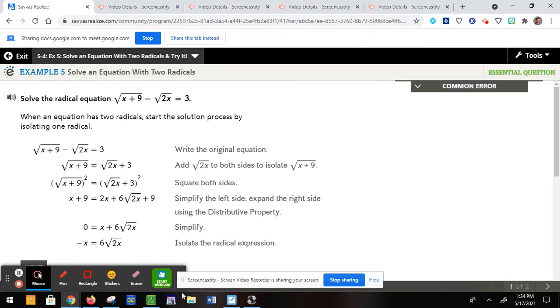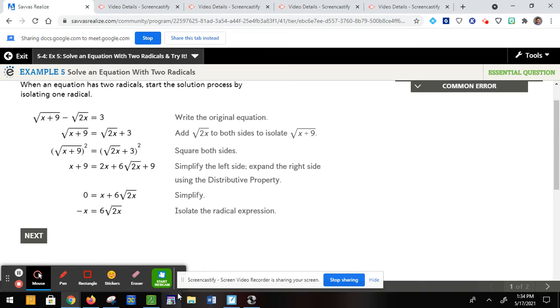Now you're in a position where you can square both sides. Again, when you have a binomial, you've got to FOIL it out. So you end up with x plus 9 is equal to 2x plus 6 root 2x plus 9. And you get everything to one side. You get that 0 is equal to x plus 6 root 2x.